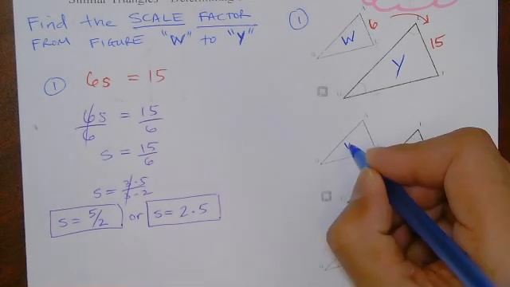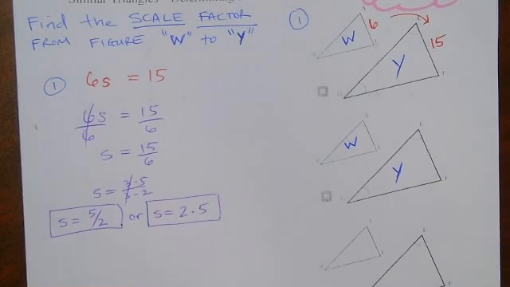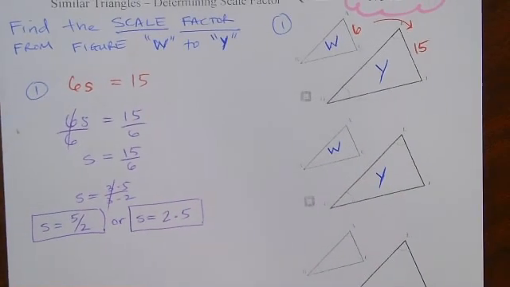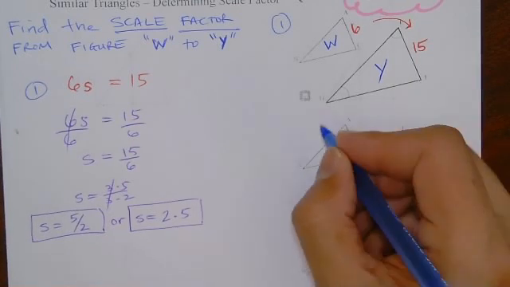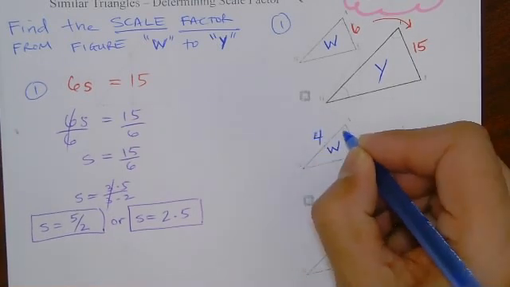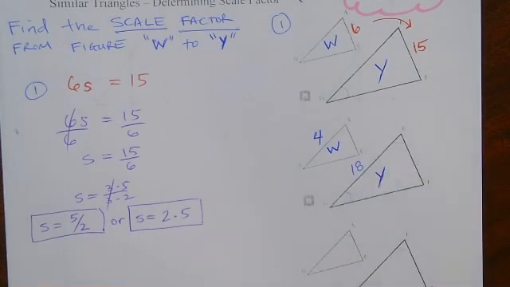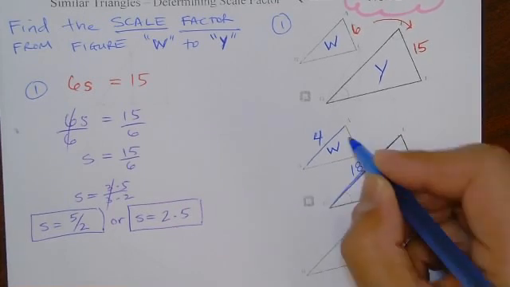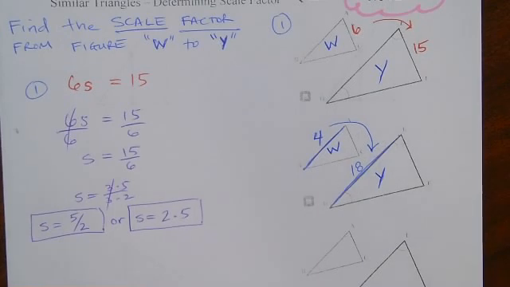Okay, number 2. Let's make this one again. This one the W. We're going from smaller to bigger, and this one the Y. And here's the numbers, right? We only need one pair of corresponding sides to determine the scale factor. Okay, so I'm going to give you this one here. So this is going to be 4. If this side is 4 and this side is 18, right? This side corresponds with this side. And I am going from smaller to bigger.